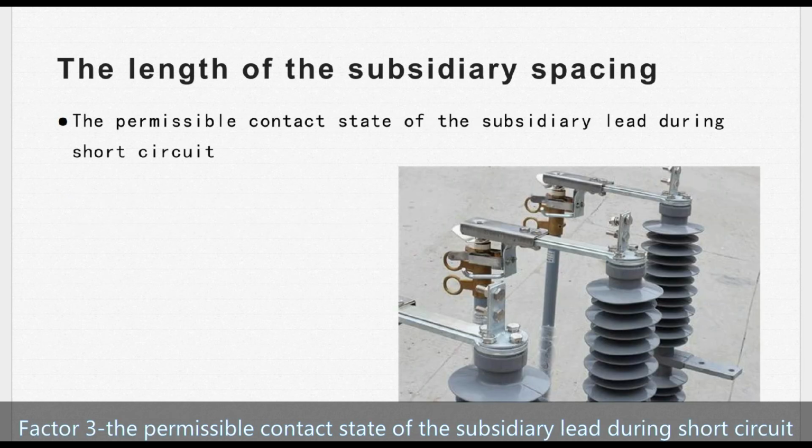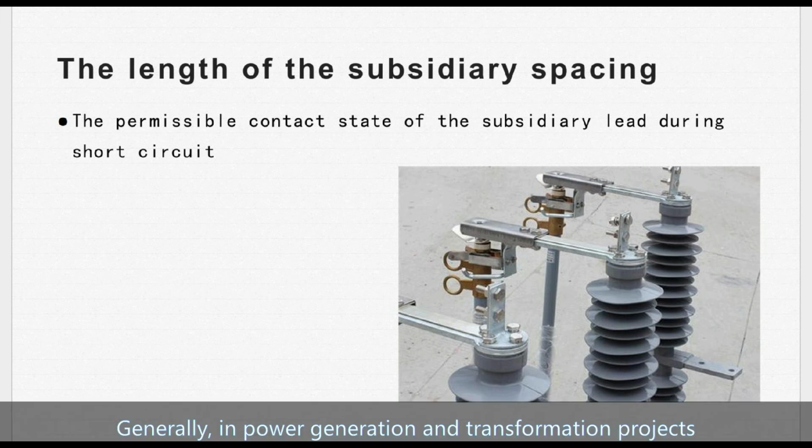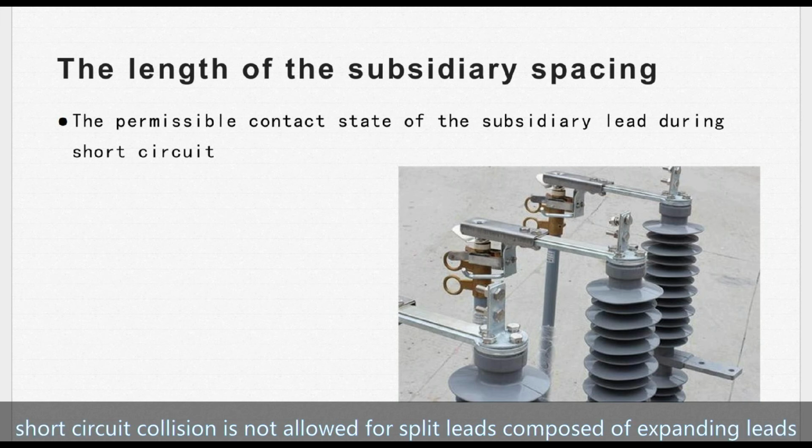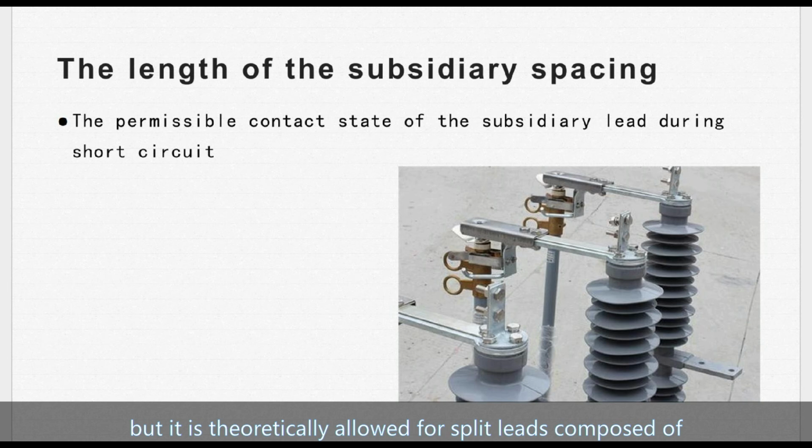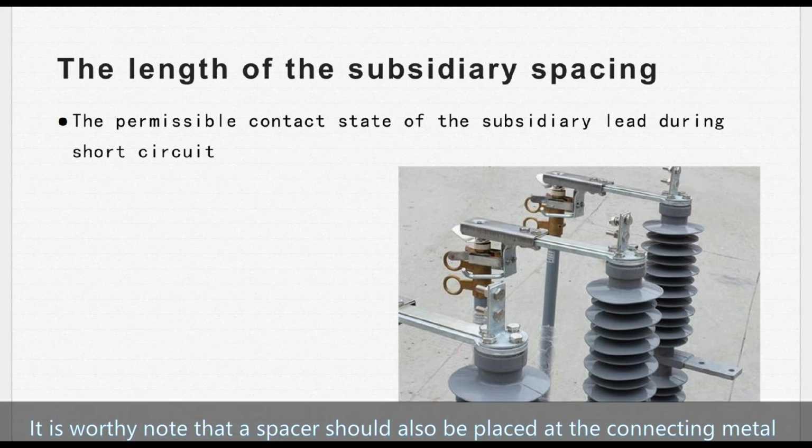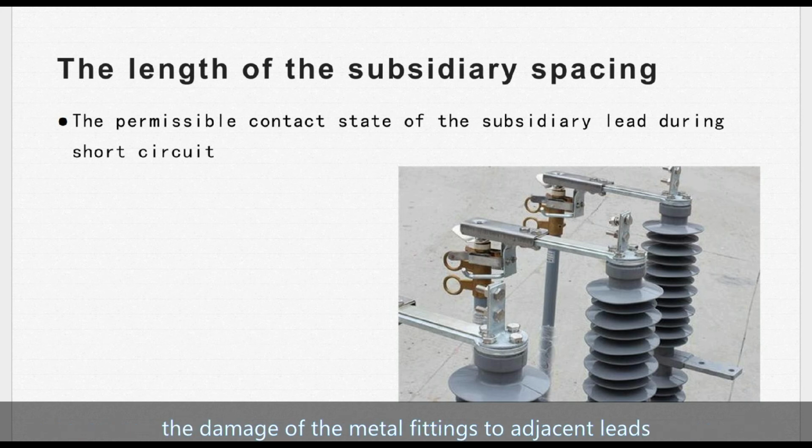Factor 3. The permissible contact state of the subsidiary lead during short circuit. Generally, in power generation and transformation projects, short-circuit collision is not allowed for split leads composed of expanding leads, but it is theoretically allowed for split leads composed of other leads to reduce the number of spacers. It is worth noting that a spacer should also be placed at the connecting metal fitting of the busbar down lead to prevent the damage of the metal fittings to adjacent leads.